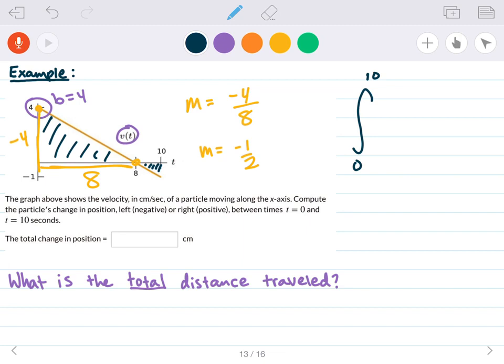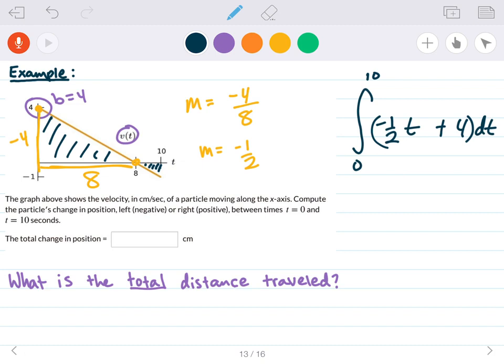And my function, my line, is just -1/2 t plus 4. That's my x value, plus 4. And I'm integrating with respect to time. So that's the problem. Now let's go ahead and do it.